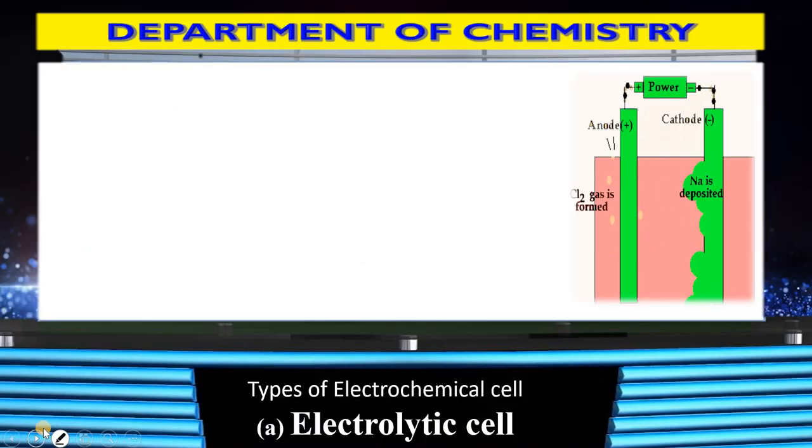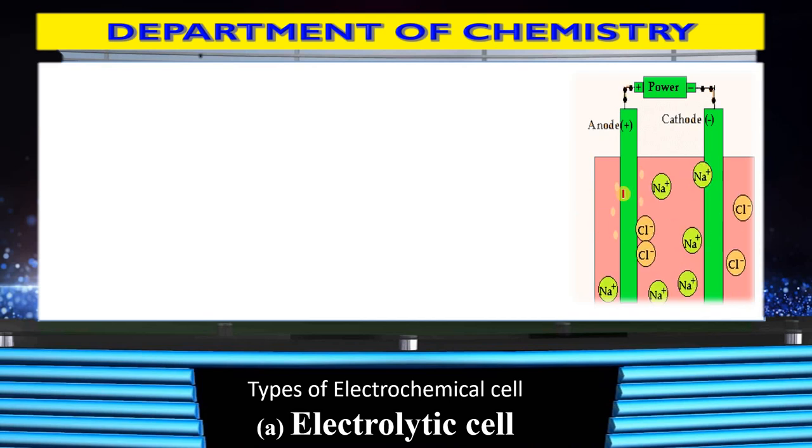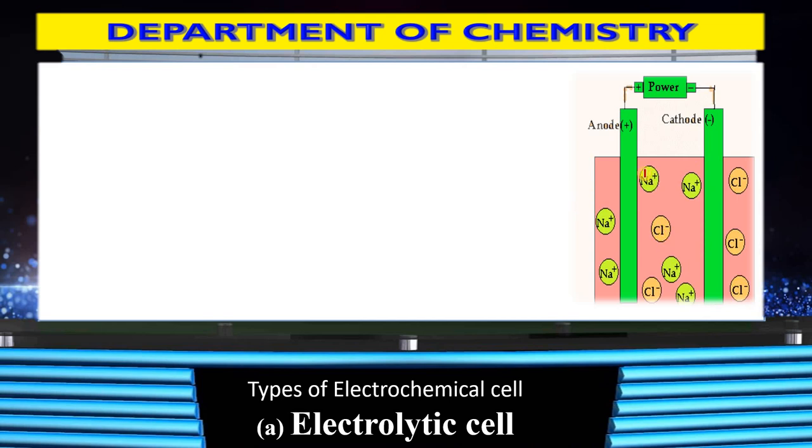Dear students, there are two types of electrochemical cell, that is electrolytic cell and galvanic cell. See here in this diagram you are watching a beaker which contains two electrodes, an anode and another electrode called a cathode, and the electrolytic solution is filled in this beaker. This electrolytic solution is made of aqueous NaCl, right? So aqueous NaCl is the electrolyte in this electrochemical cell.